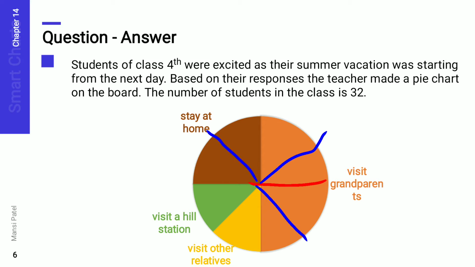So how many total parts are there in this circle? 1, 2, 3, 4, 5, 6, 7 and 8. There are a total of 8 parts. You have to remember these. These 8 parts are very helpful to solve some of the questions.